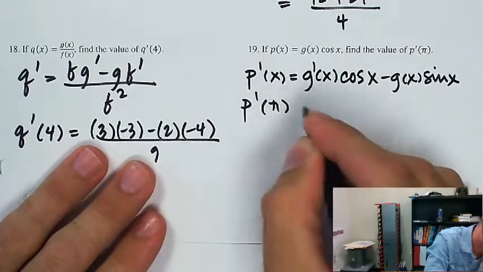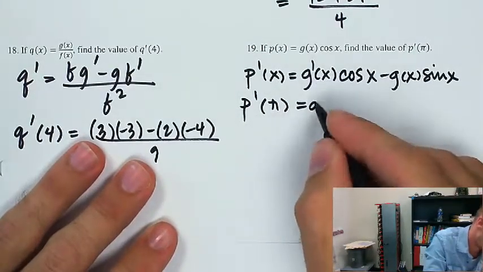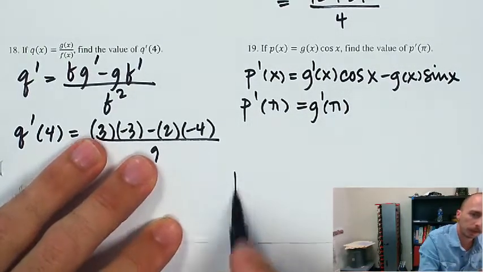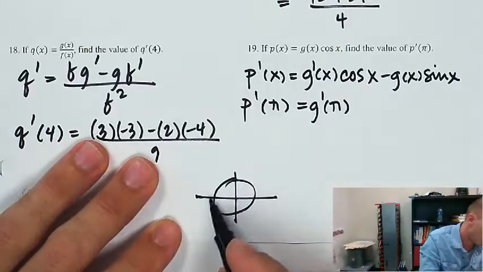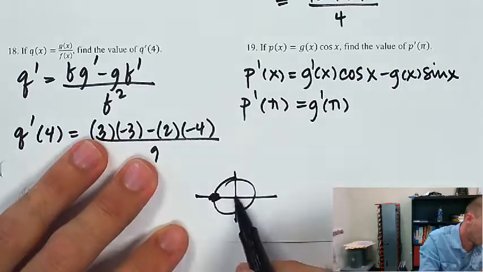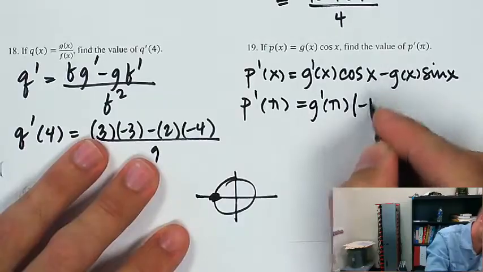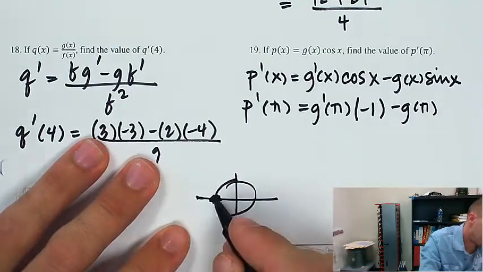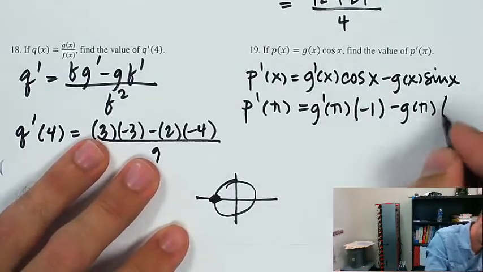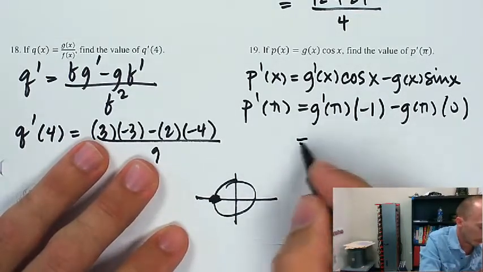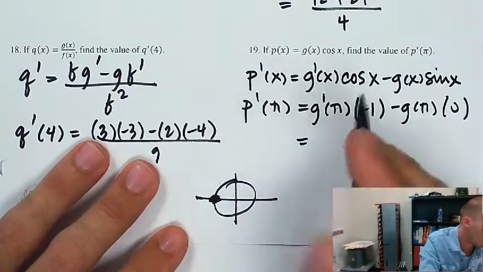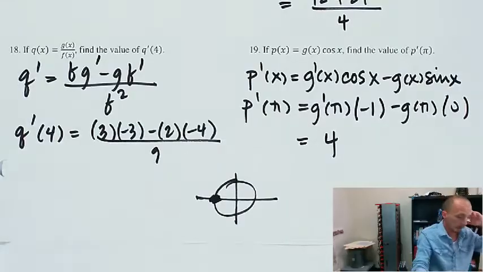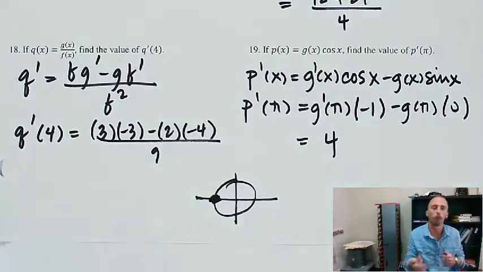Meaning that p prime of pi is g prime of pi times the cosine of pi. And I don't know, maybe you need a little support on that. Okay, pi is over here. Cosine is the x coordinate. That's going to be negative 1. Minus g of pi times the sine of pi. Well, that's the y coordinate over here. That's going to be 0. Okay, so that's one less thing to worry about. And I'm going to go up and look at g prime of pi. That's negative 4 times negative 1 is 4, and that became 0 because I multiplied it by a 0. Right? And that's the entirety of homework 2.2.